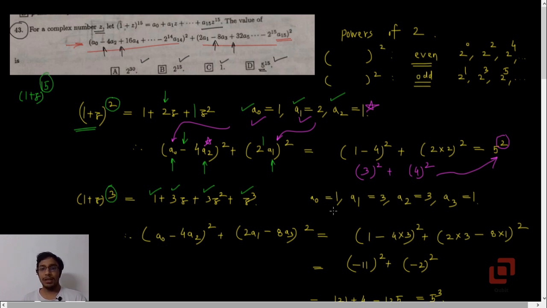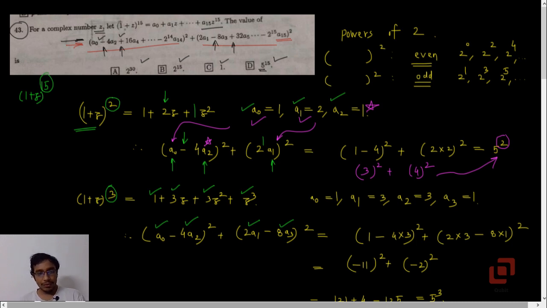So all even subscripts should be in the first bracket. Yes. So a0 minus 4a2, there is no a4. Then here we will have 2 times a1, which is 2 into 3, minus 8 a3. Okay, so we have followed this pattern given in the sum. We have multiplied the coefficients by the appropriate powers of 2, and we have also taken care of the fact that the terms are alternately positive and negative.